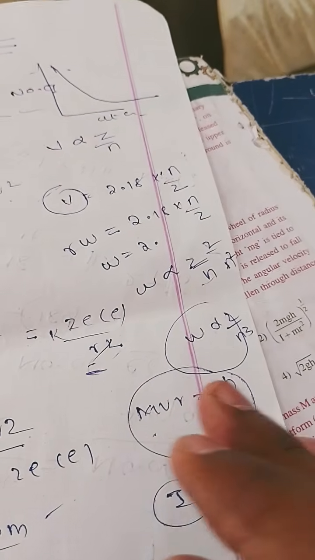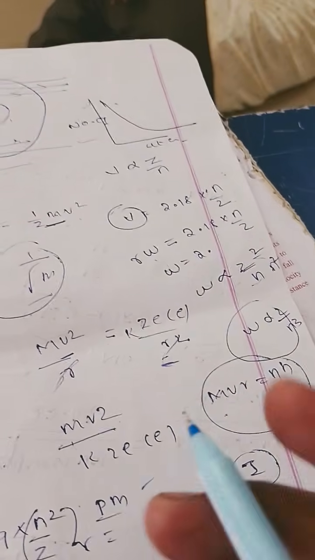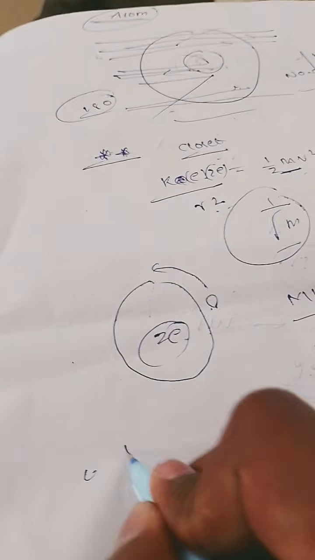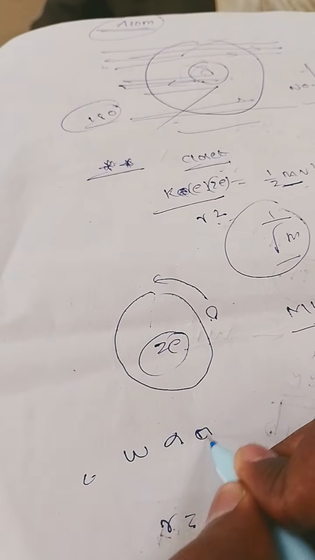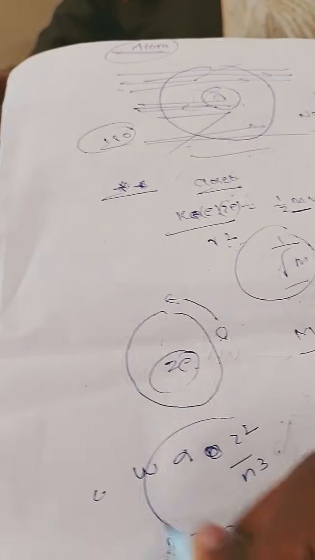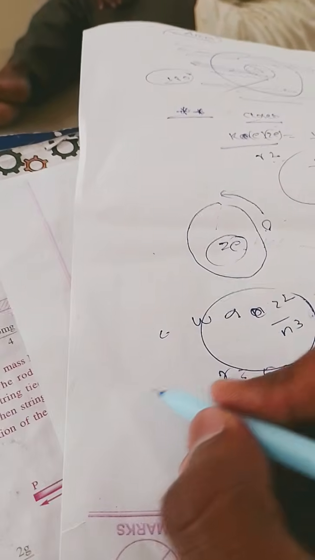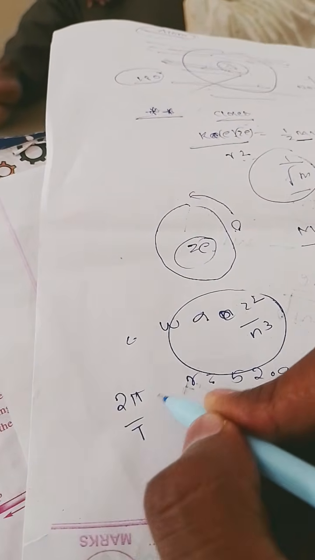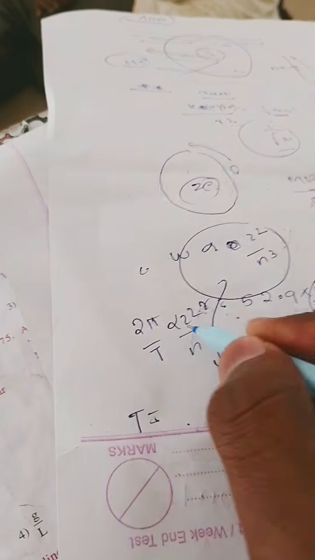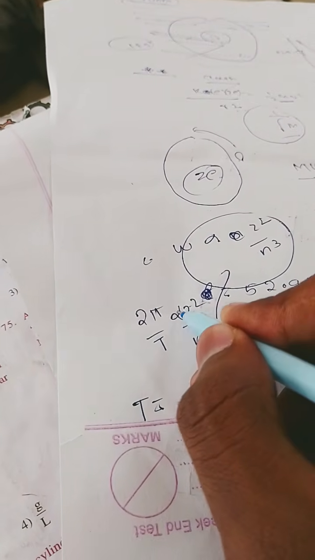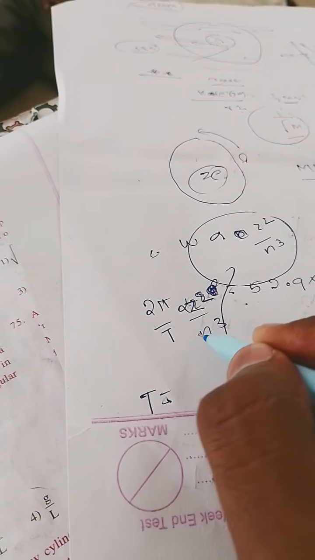Now, in last year's NEET, a question came on the ratio of time periods. How to find the ratio of time periods? We got omega is directly proportional to z square by n cube. We know that omega is equal to 2 pi by t. So 2 pi by t is directly proportional to z square by n cube.